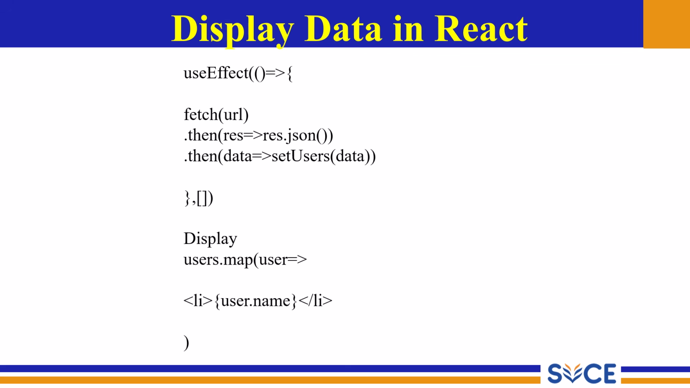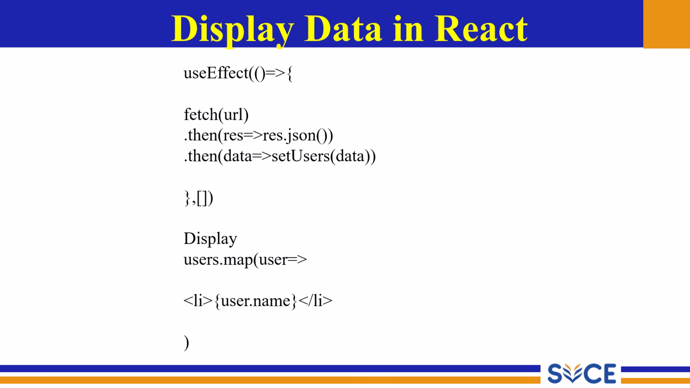Display data in React. Fetching data is useful only if the users can see it. So, how does React display fetched information? Usually, we use the useEffect hook. useEffect runs automatically after the component loads. It is the perfect place for API calls.